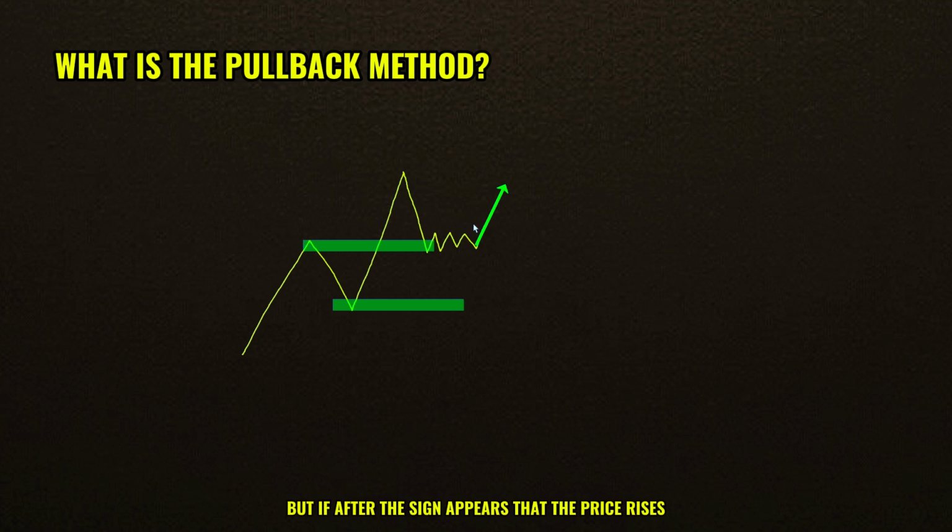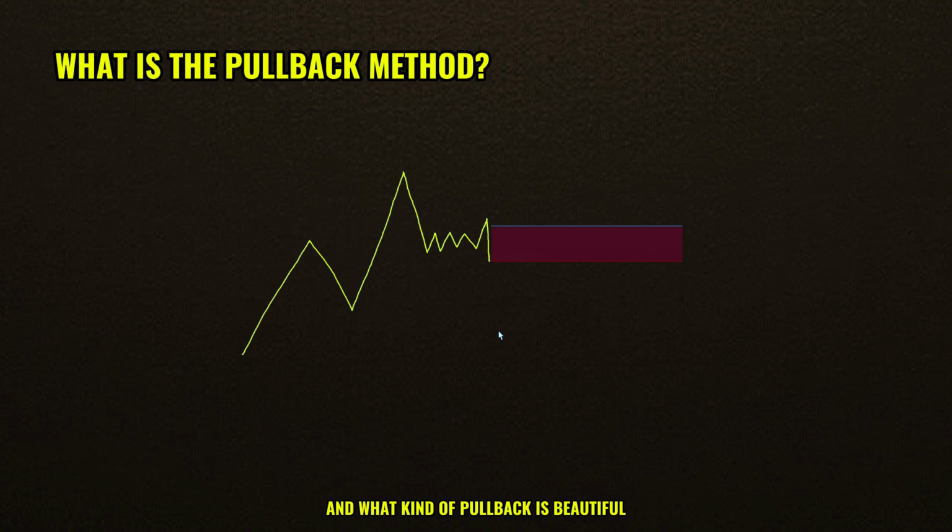But if after the sign appears that the price rises, but the price doesn't rise much, then it breaks down the bottom zone of this sign. Then the high probability is that the price will continue to fall. Therefore, below this sign zone, we must place a stop loss point. These are the basic elements of pullback trading. However, what types of pullbacks are there, and what kind of pullback is beautiful and not beautiful? We will look closer right now.